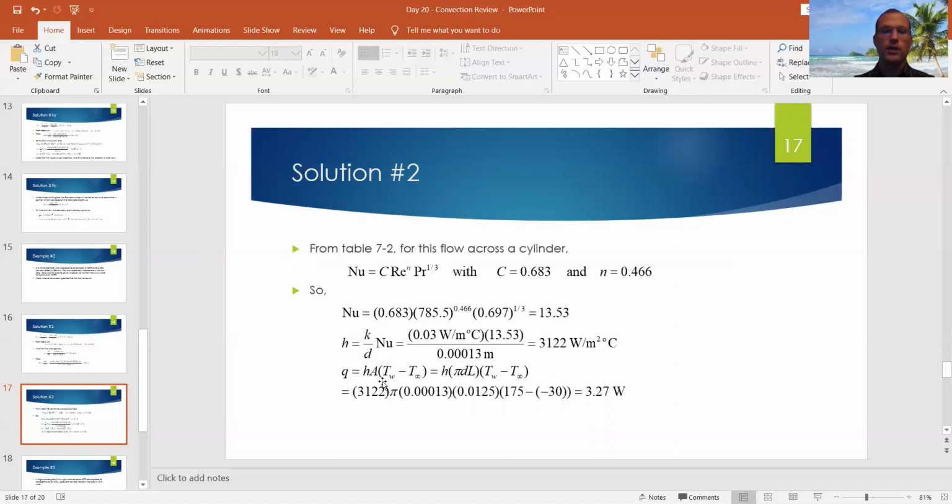And then again, Q equals hA times the temperature difference. So area in this case is pi D L for my wire. So h is 3122, pi, diameter 13 millimeters, length was 12.5 millimeters. And this temperature difference of 175 minus -30 is a grand total of 3.27 watts for this guy.